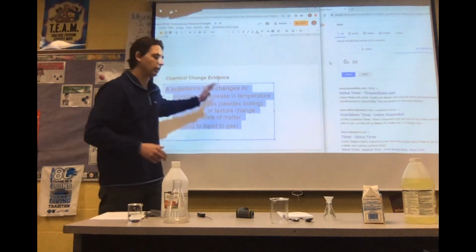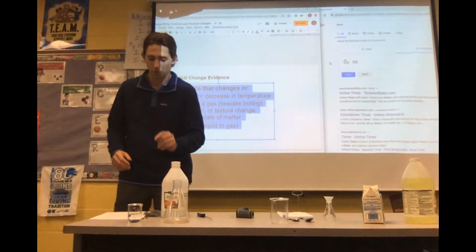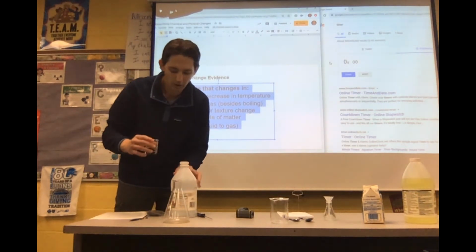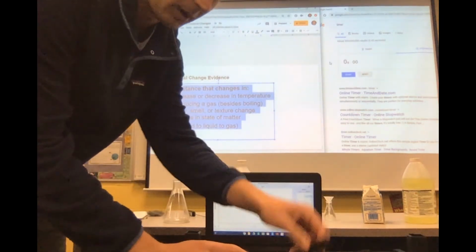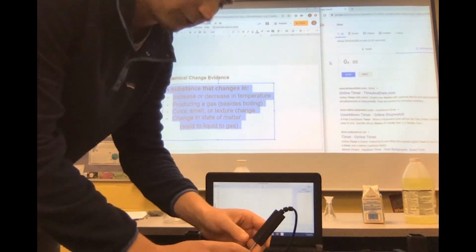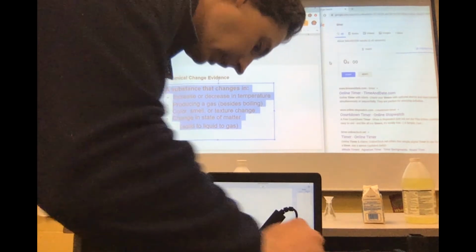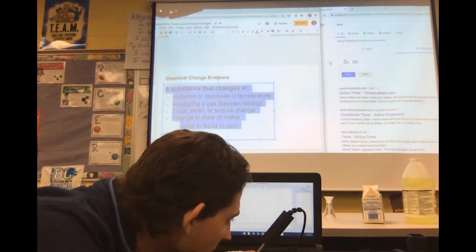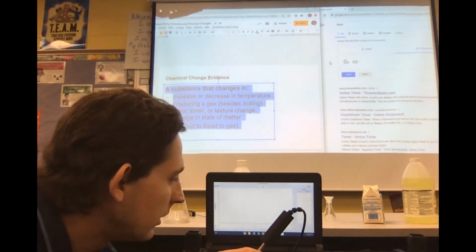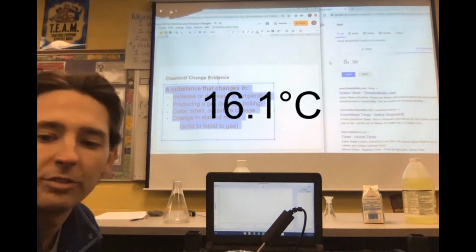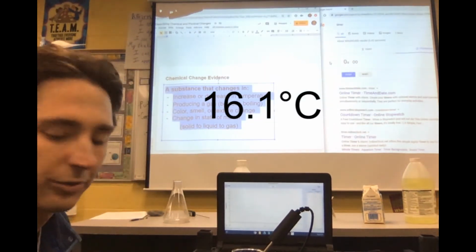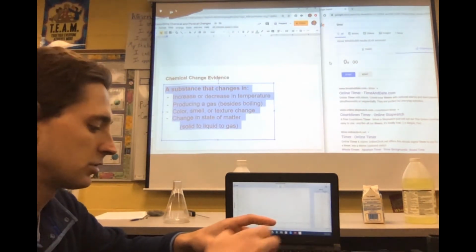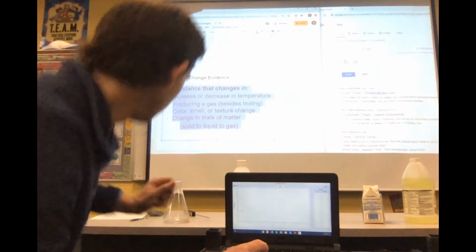Here is some information that I'll talk about shortly. I have 60 milliliters of regular vinegar. I'm going to put the thermometer right here. I don't know if you will be able to see that, but I definitely can. It says 16.1 degrees Celsius, so I was only off by 0.4 between the temperature of the vinegar and the room temperature.